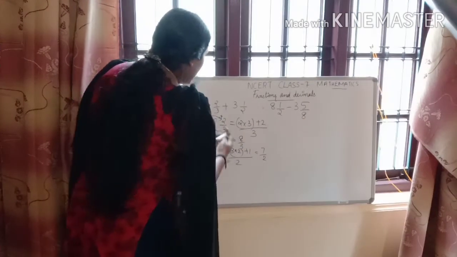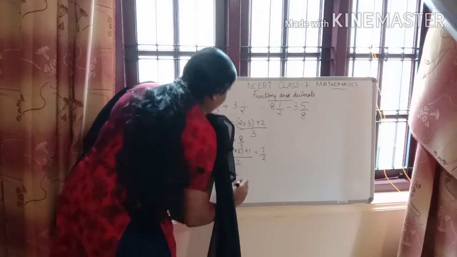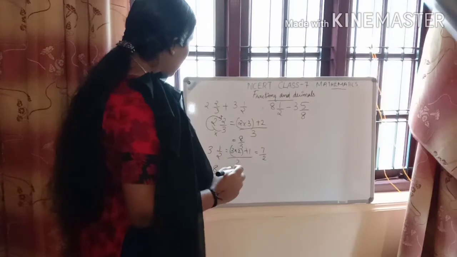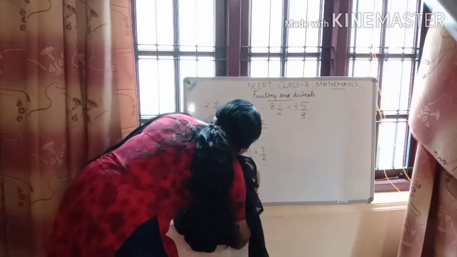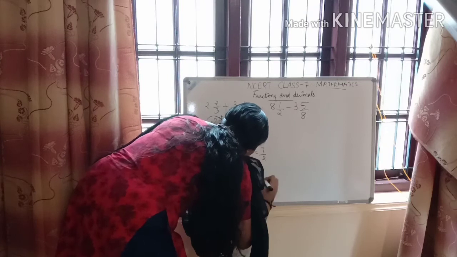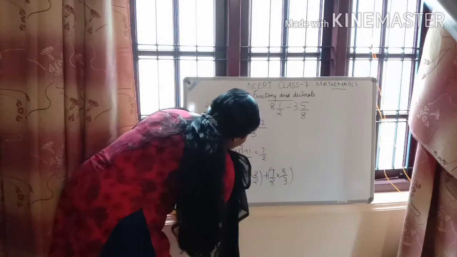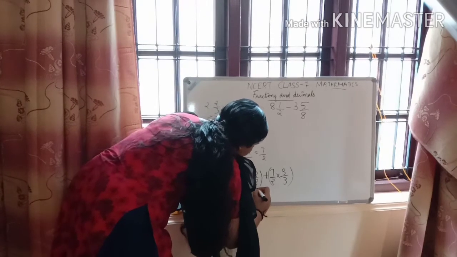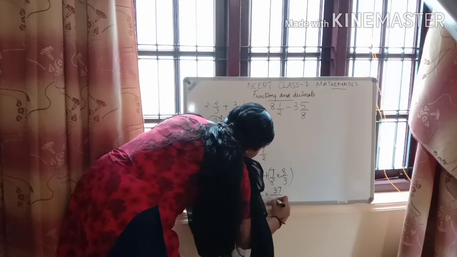Just substitute these answers. 8 by 3 plus 7 by 2 will give... Here we have to equalize the denominators. Just convert these to equal denominators: multiply 8 by 3 into 2 by 2, plus 7 by 2 into 3 by 3. Here, 8 into 2 is 16 by 6, plus 21 by 6. We'll get 37 by 6.